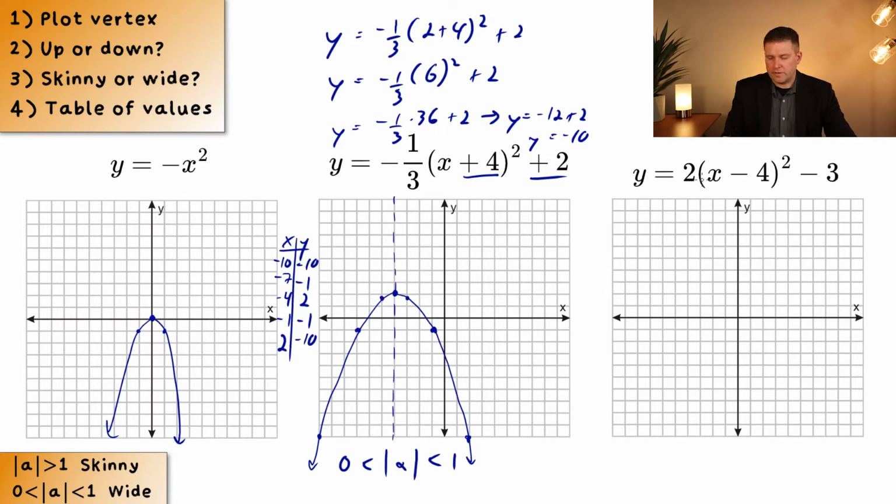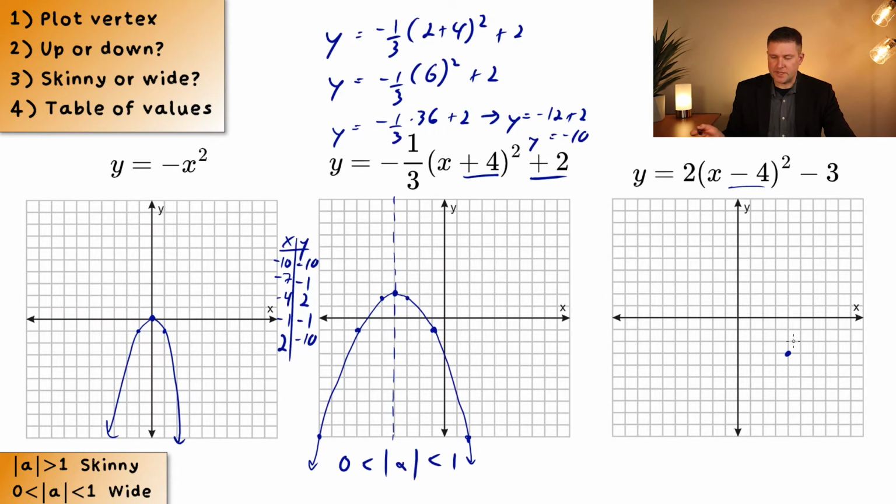I have another quick one here for practice. Again, step 1, go ahead and find that vertex. It says -4, but horizontal's opposite, so we go to the right 4. 1, 2, 3, 4, and then down 3 because vertical behaves normally. Negative 1, negative 2, negative 3.